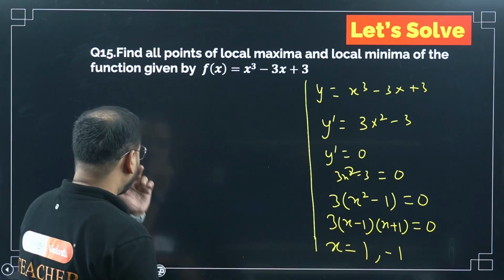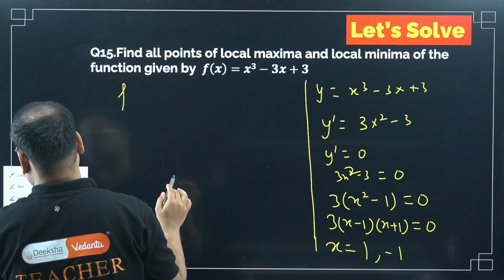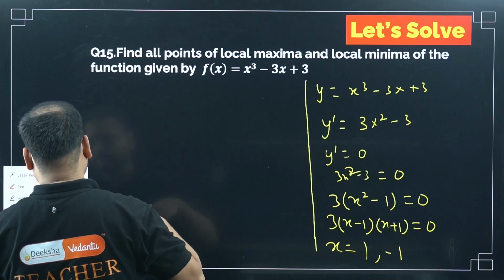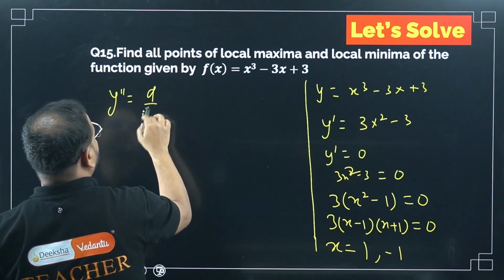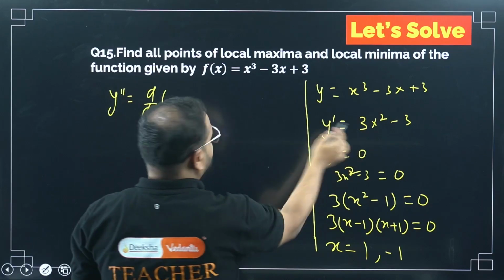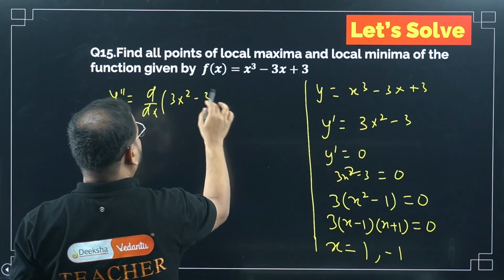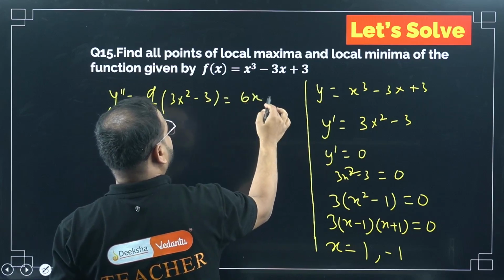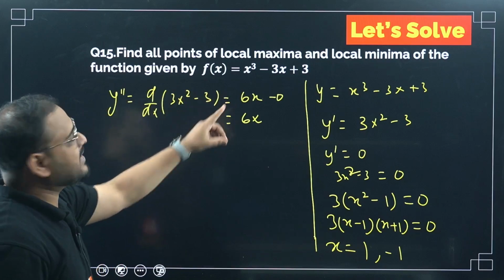Now to find what? What is the next step? Second derivative. Find out y double dash. Y double dash will be what? Differentiation of the first derivative is how much? 3x square minus 3. How much is that going to be? 6x minus 0. Simply 6x. I have to find the point of local maxima, local minima.